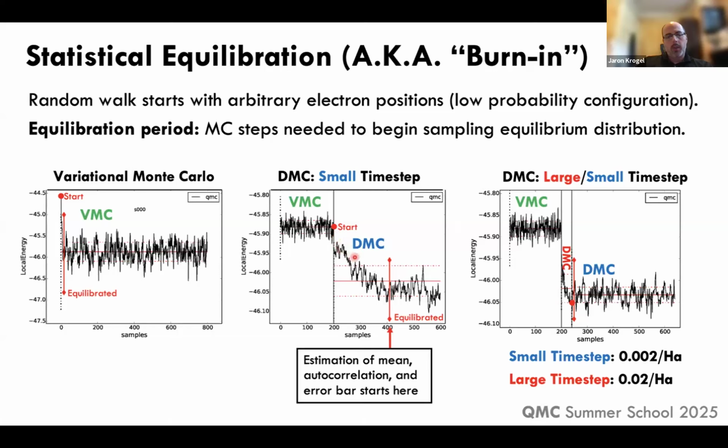So here, this is showing diffusion Monte Carlo with a relatively small time step, and you can see that we only have about half of the data from the DMC to perform statistical analysis. That's pretty inefficient. So how can you improve that?